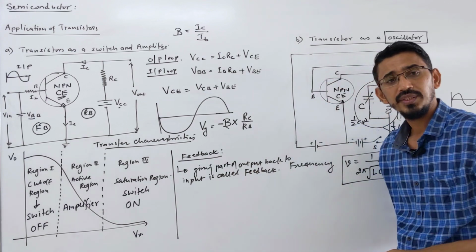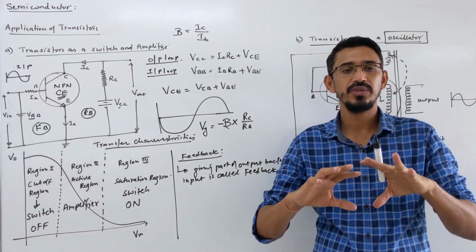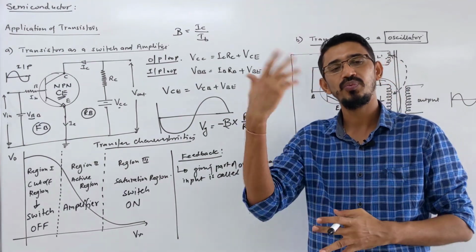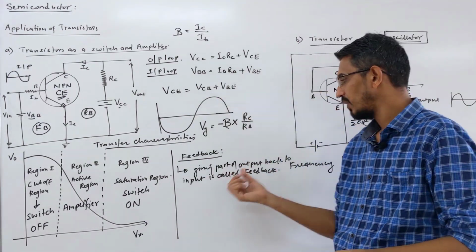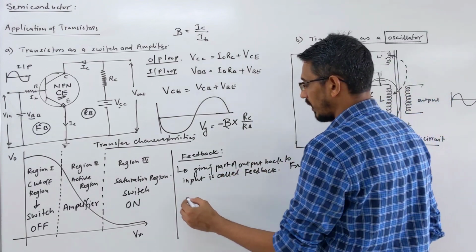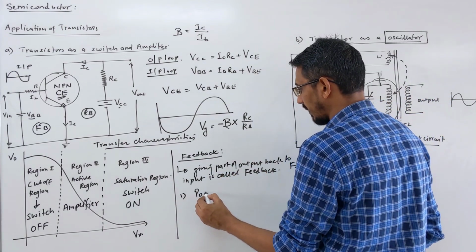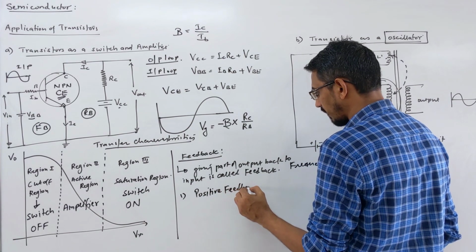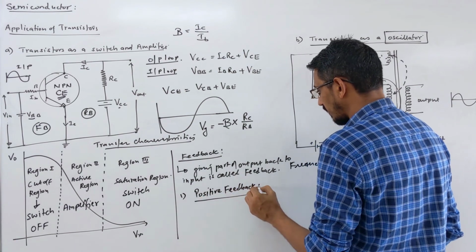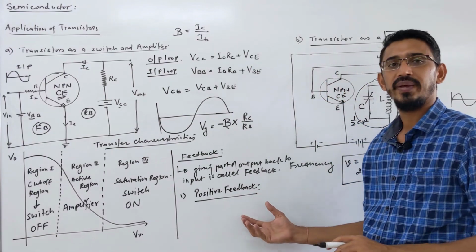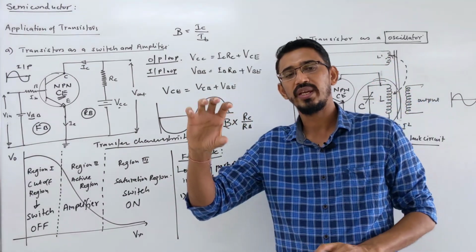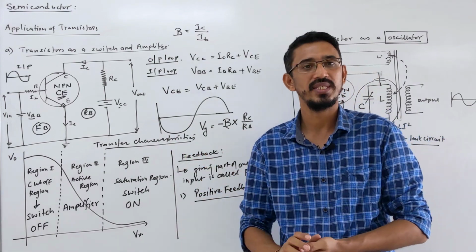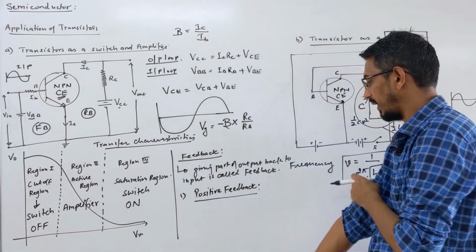This feedback is used to either increase the output or decrease the output. So we have two types of feedback. One is positive feedback. What is positive feedback? A part of the output is supplied again to the input, and the output and input should be in the same phase. Then it is called positive feedback.